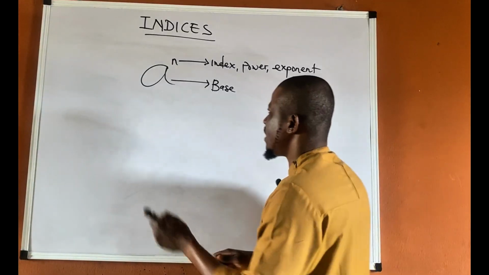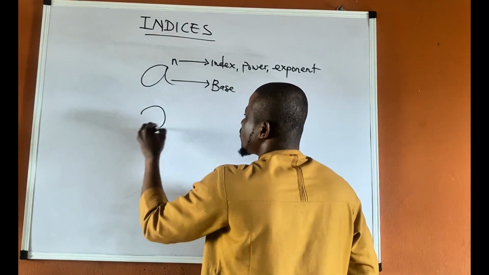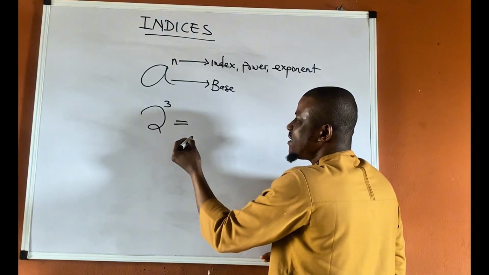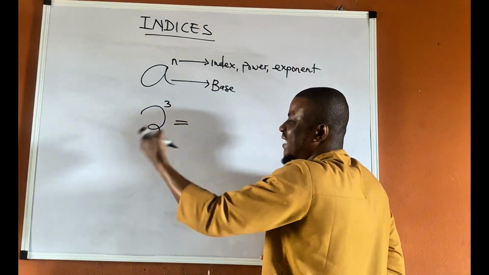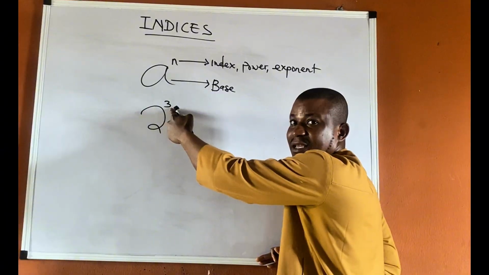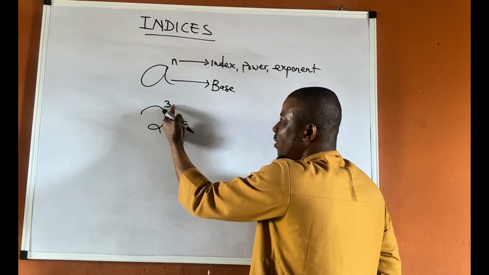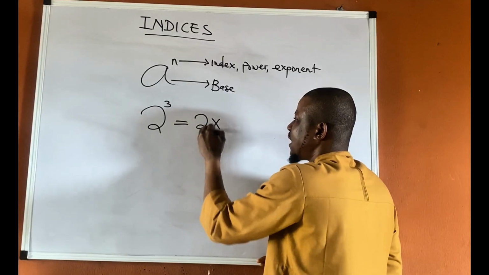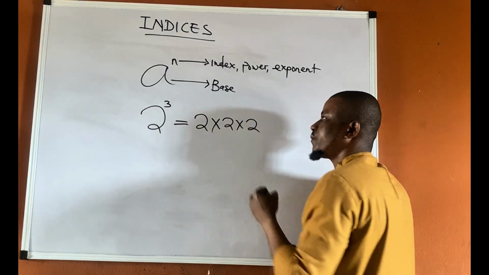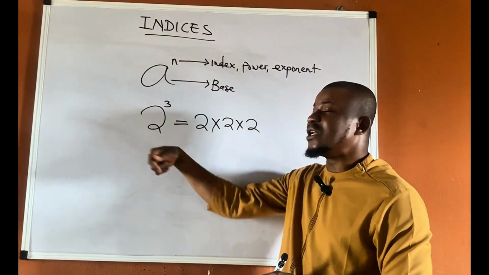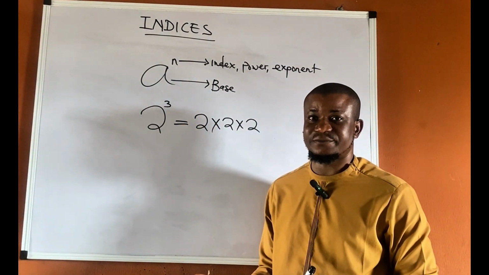Let's give a practical illustration of this. If I have the number 2 to the power of 3, this simply means that 2 multiplies itself 3 times. That's what the word index means: the number of times a number multiplies itself. So the expression 2 to the power of 3 means 2 times 2 times 2. That is the meaning of the concept of index, the number of times a number multiplies itself.